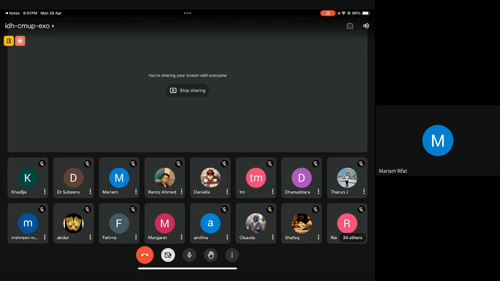What do you guys think? Can you just name the three layers of pericardium and its nervous supply? The fibrous pericardium, the parietal pericardium, and the epicardium. Perfect. Can you just tell me which nerve supplies the pericardium? Phrenic nerve. Perfect, that's the phrenic nerve.